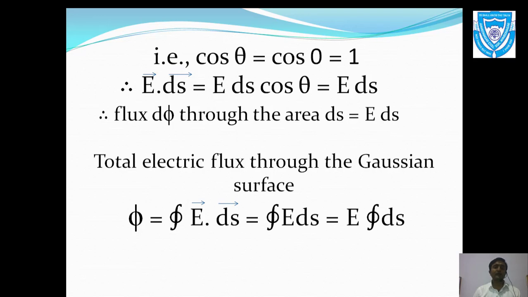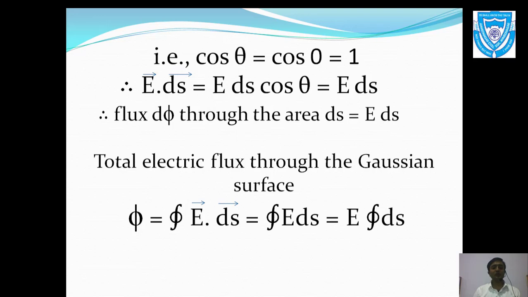Okay. Now the formula: phi is equal to the closed integral of E bar dot ds bar. Why are we finding the integration over here? Because we have to find the flux through the whole surface. And what will be the surface of a sphere? That will be the surface area of the sphere. Therefore, closed integral of E ds, since cos 0 is 1. Now we know that E is constant throughout the sphere.